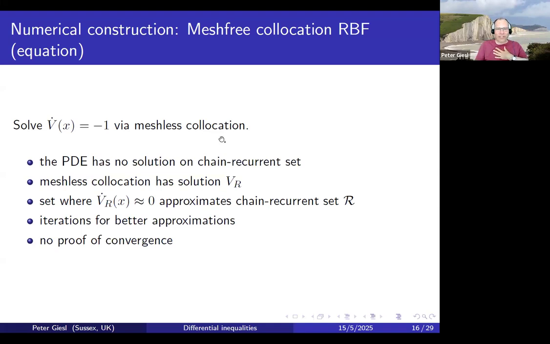Now, on the chain recurrent set, this can't have a solution. Yeah, think about an equilibrium point. There the derivative is 0. So it won't have a solution on the chain recurrent set.